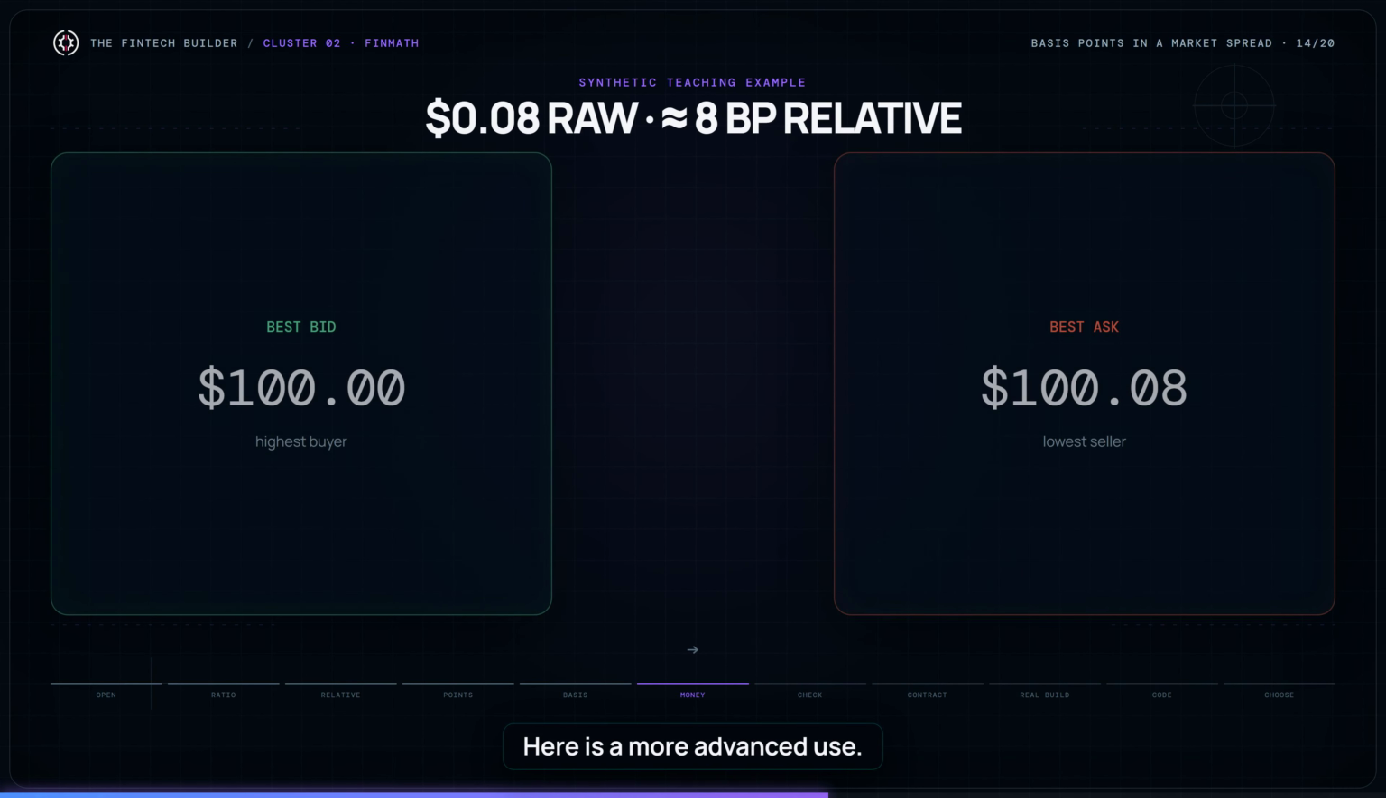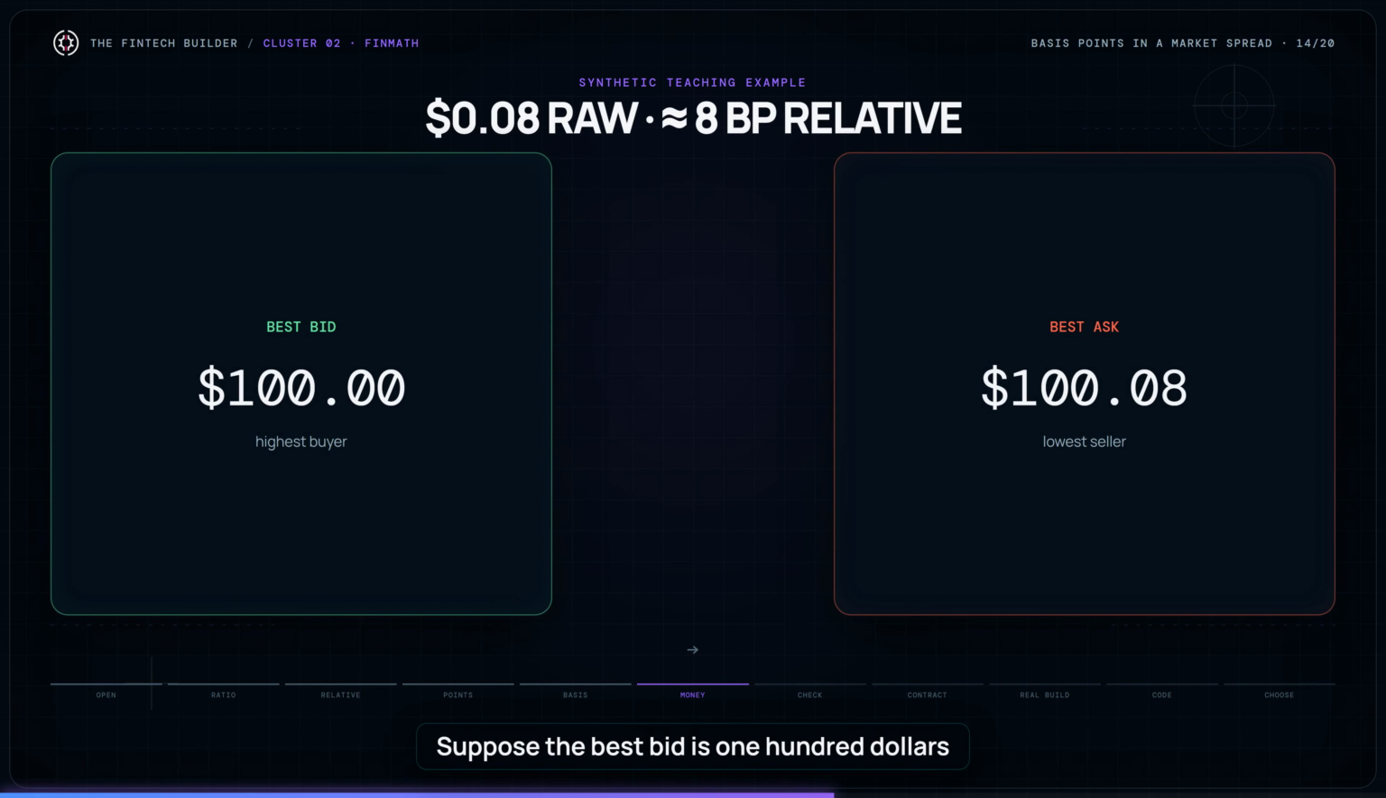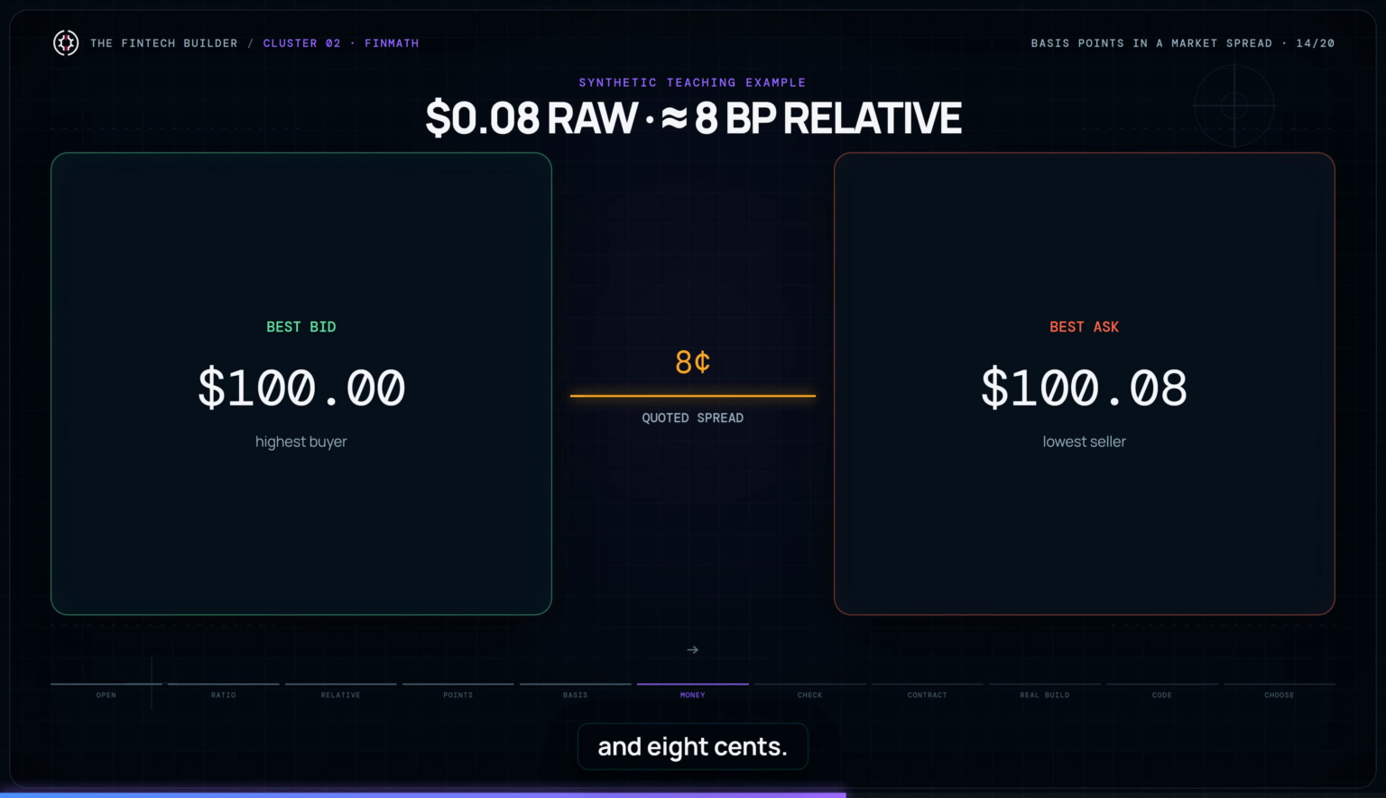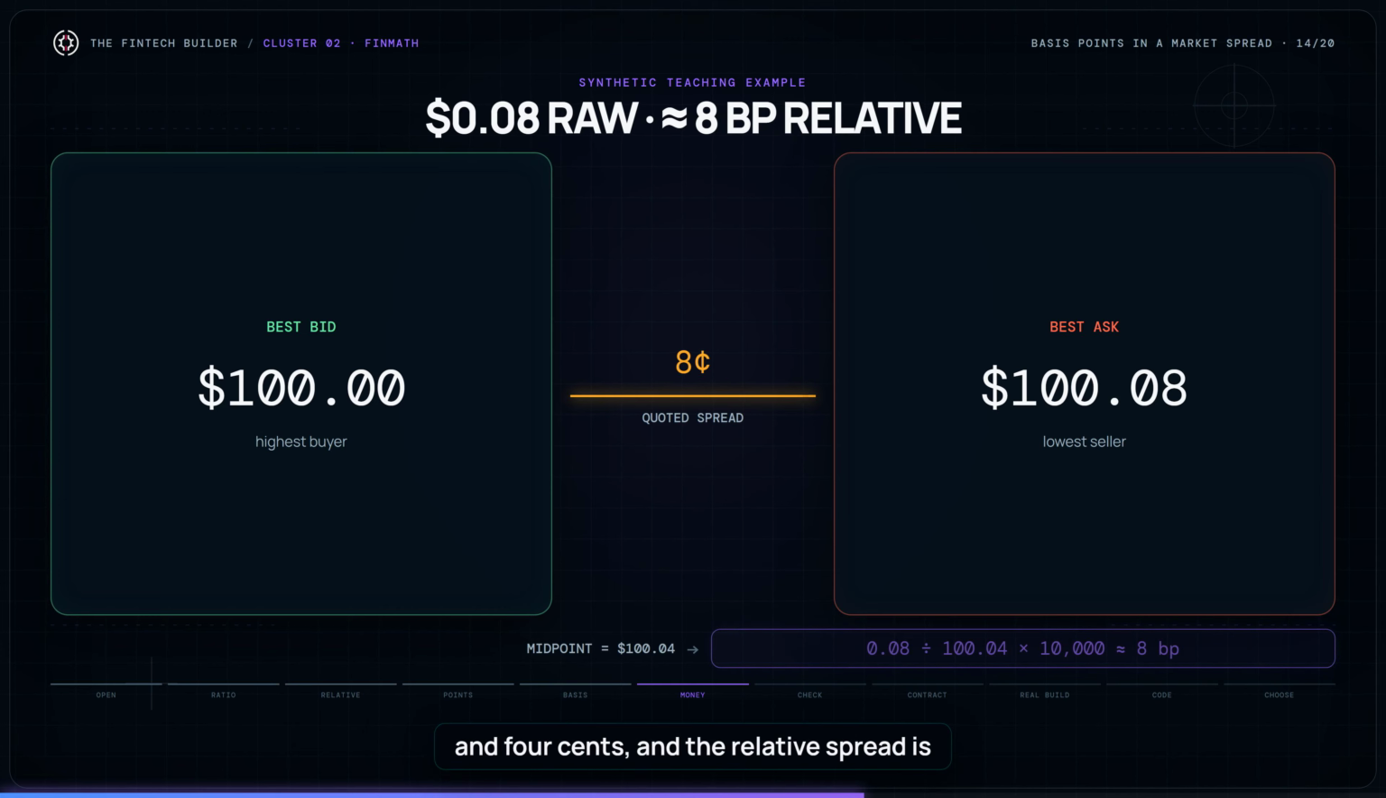Here is a more advanced use. Suppose the best bid is $100 and the best ask is $100.08. The quoted spread is 8 cents. Divide that by the midpoint, $100.04, and the relative spread is approximately 8 basis points. Basis points make very small relative market differences easier to communicate.